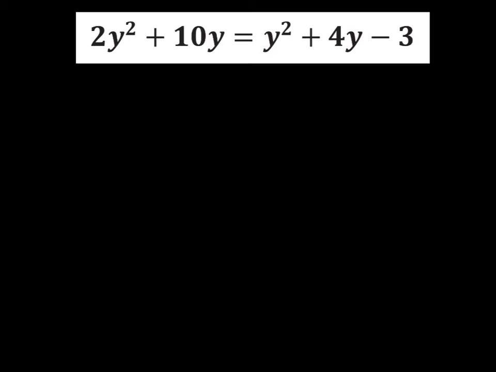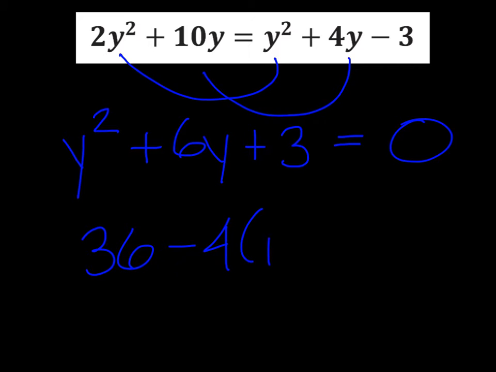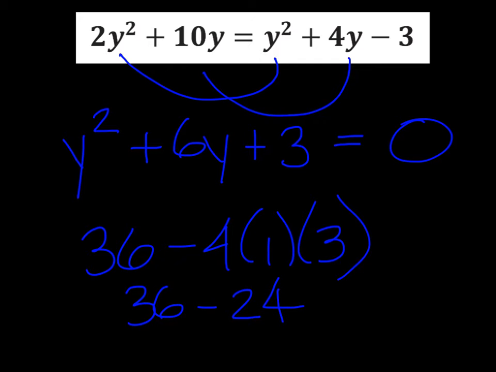On this one, if you combine them, put that y squared on that side, put this 4y over here and subtract, and then put that minus 3 over here, change the sign. If you did b squared, you would get 36 minus 4 times 1 times 3. You would end up with 36 minus 24. That's a positive number, so how many solutions? 2.